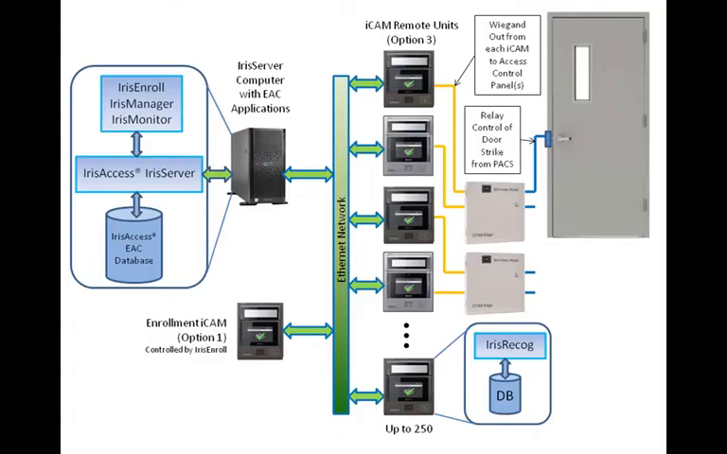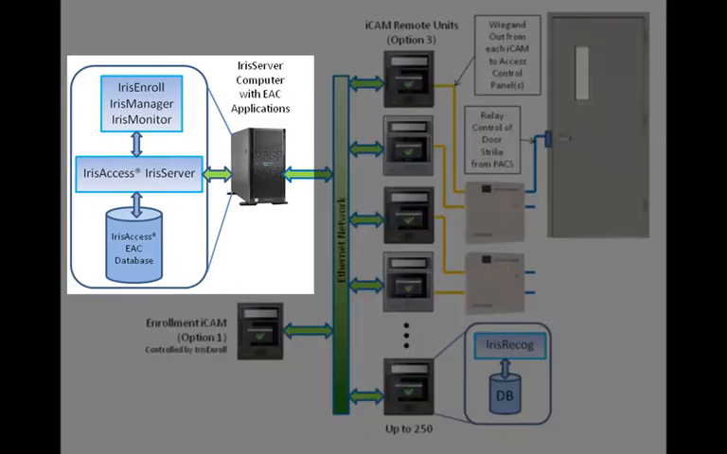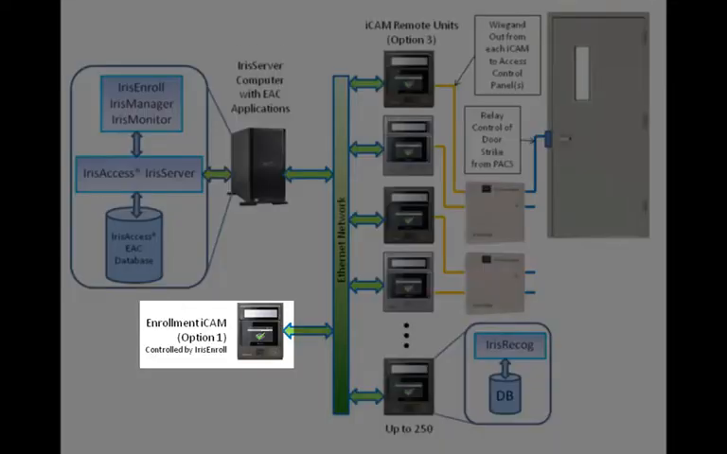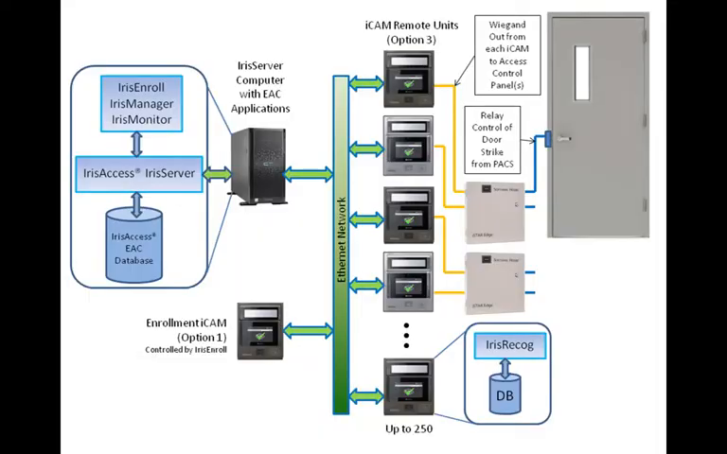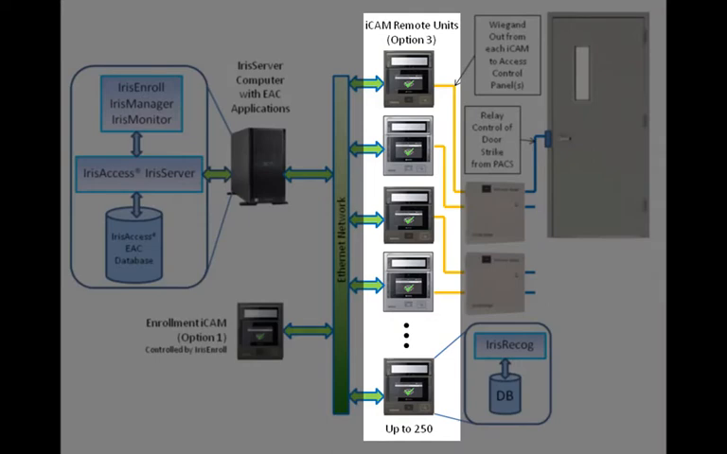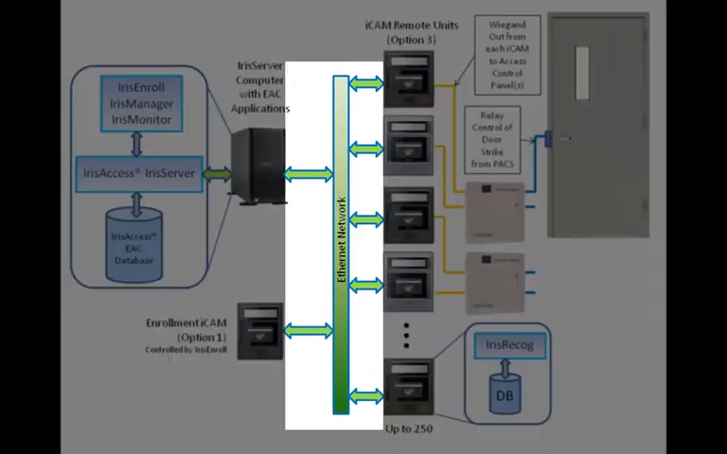The basic Iris Access System consists of a computer running the Iris Server and other EAC software applications, an enrollment iCam, Iris Access iCams at the entry or field locations, and all these components of the Iris Access System communicate to each other over a standard TCP/IP Ethernet network.